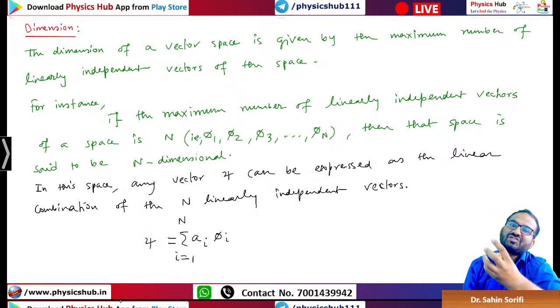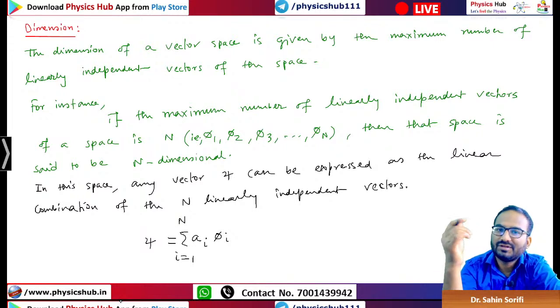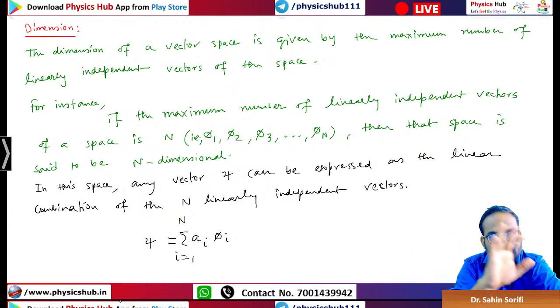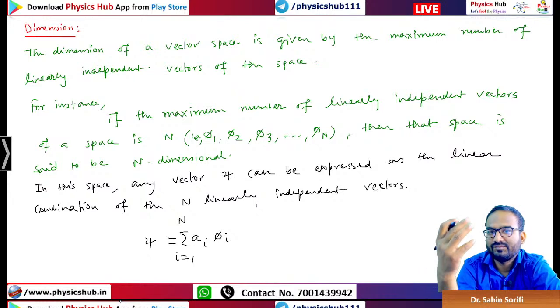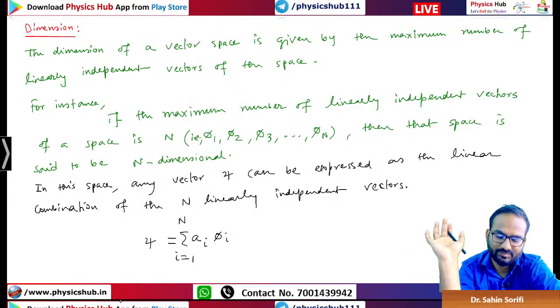So dimension is the number of linearly independent vectors. That is the dimension. What is basis? Basis is known, those vectors, the set of vectors are known as the basis. So for Euclidean space, what is the dimension? Dimension is 3, because 3 linearly independent vectors are there, i cap, j cap, k cap. And what are the basis? Basis vectors are i cap, j cap and k cap. Simple.